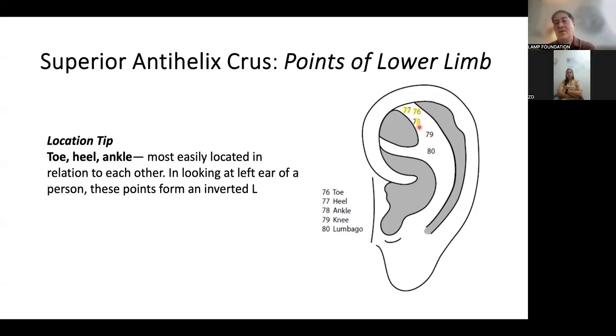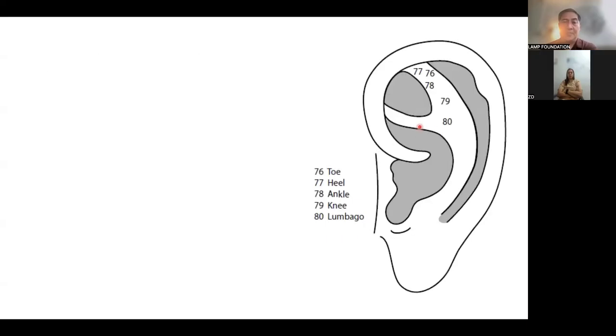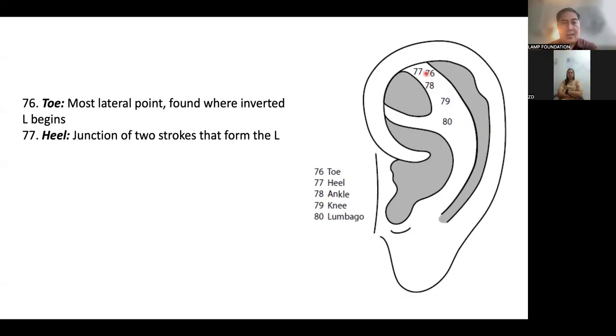Ay nako. Lalo na yung mga natapilok. You have to deal with pag natapilok yan, kung super tagal na yung pain, that's definitely blood stagnation. So you need to open the gates, no? Next we have, okay, let's be more specific. The toe is the most lateral point, and it is found where the inverted L begins. The heel, number 77, is the junction of the two strokes that form the L.